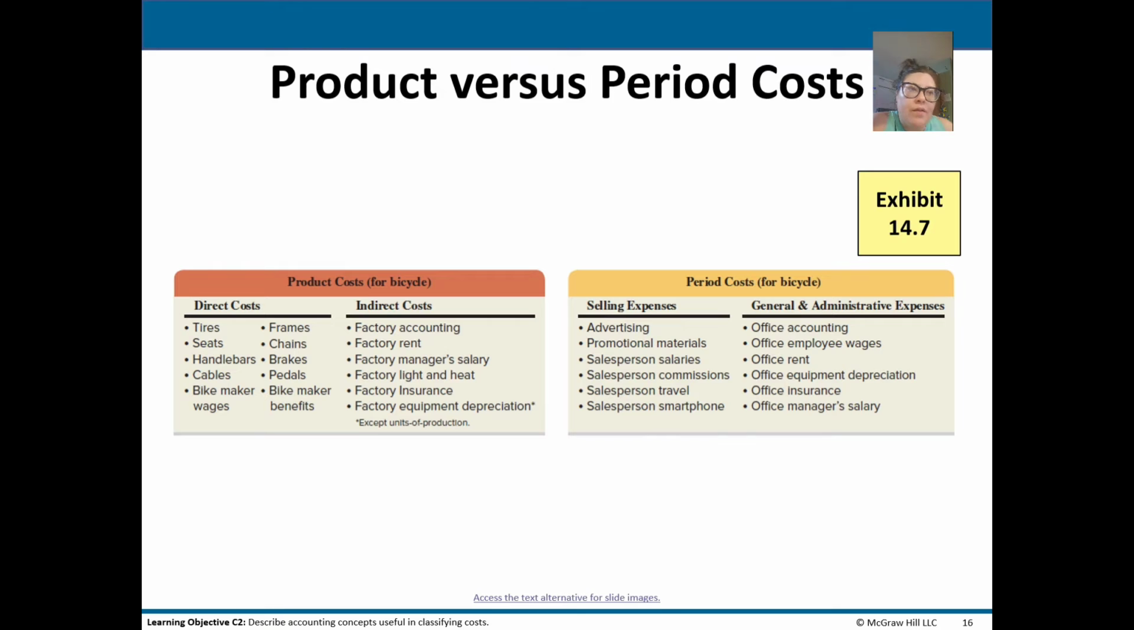Common examples of this would be, like we talked about, advertising costs, delivery costs, the salespersons' salaries, commissions, travel, and G&A expenses would be things like office accounting, office employee wages, the office rent, the depreciation on the office building and equipment, the office management's salaries, things like that.